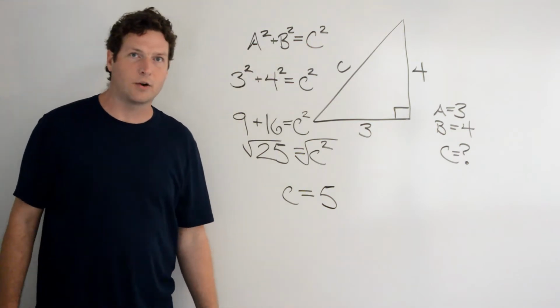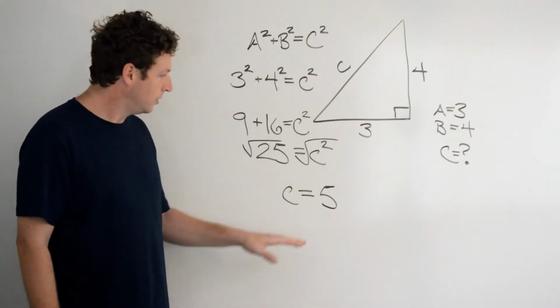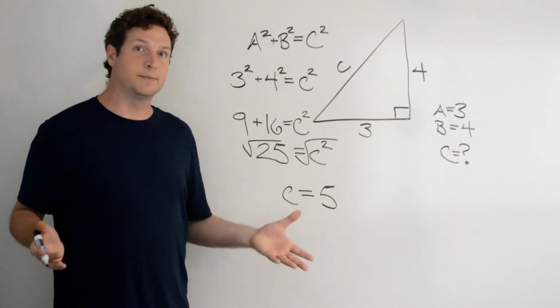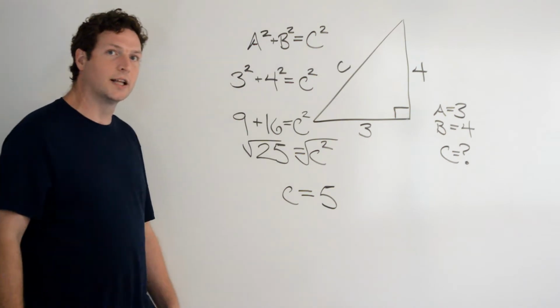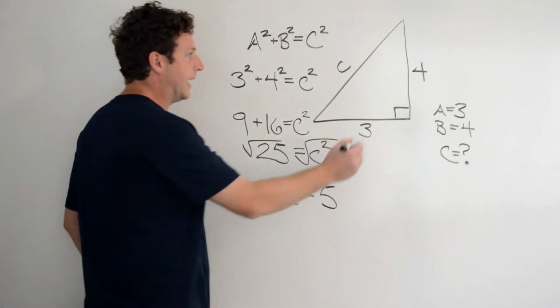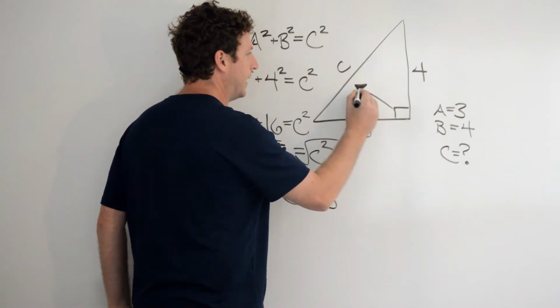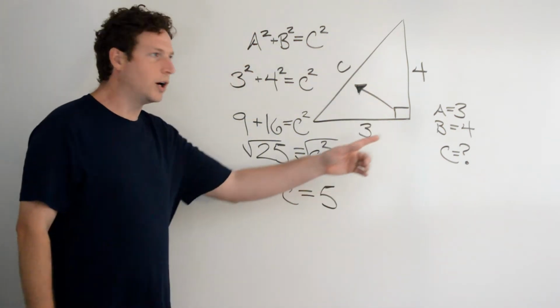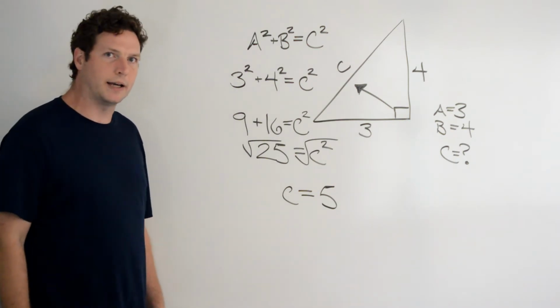Based on the Pythagorean theorem, I can find that the hypotenuse of this triangle is 5, which seems correct, because the hypotenuse is always the longest side, and it is always opposite the 90-degree angle. Sometimes I draw an arrow out of the box so I know which side is the hypotenuse.